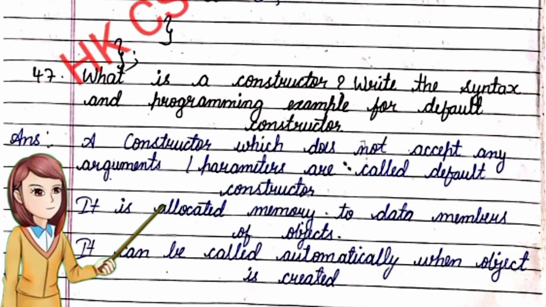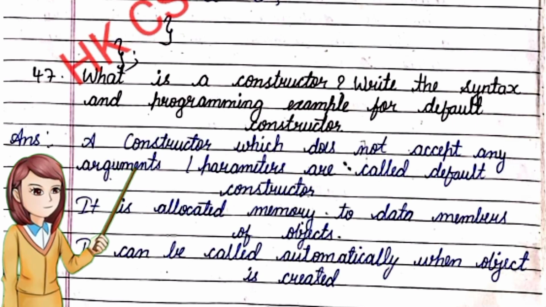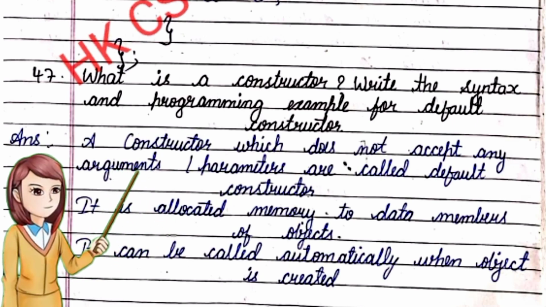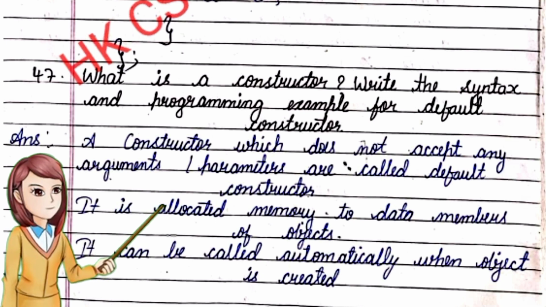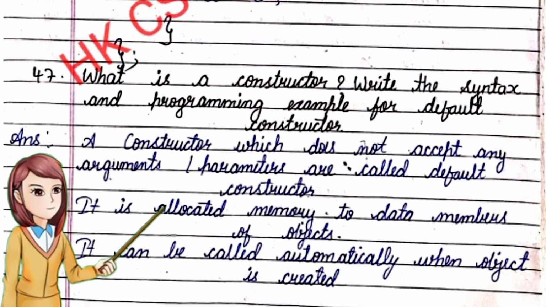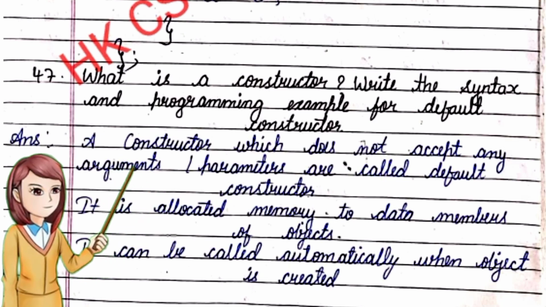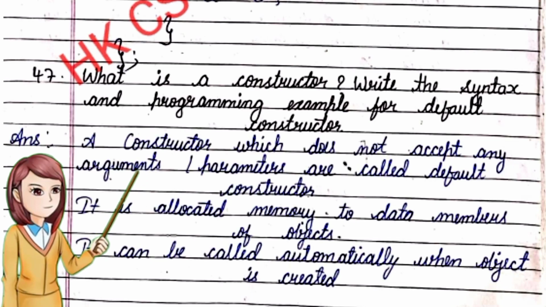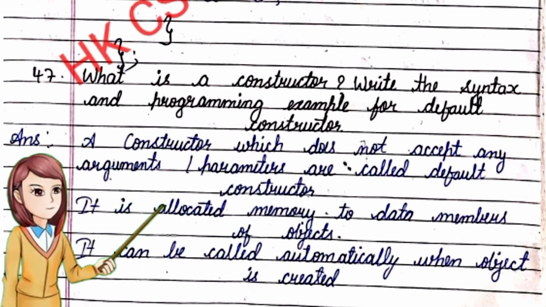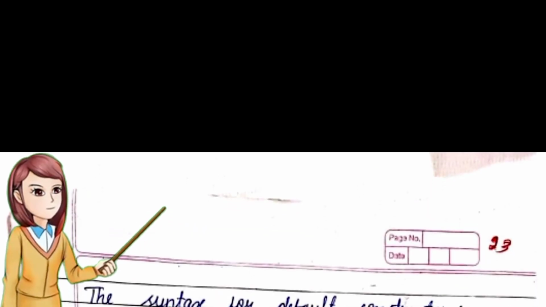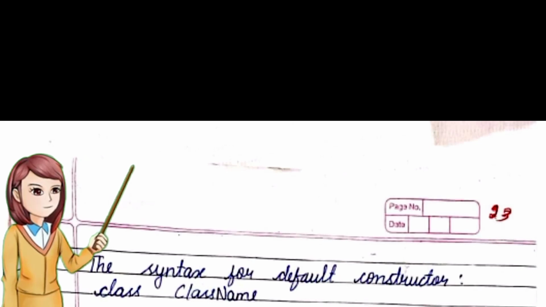also. Now 47th question, what is constructor? Write the syntax and programming example for default constructor. A constructor which does not accept any argument or parameters is called default constructor. It allocates memory to the data members of objects. It is called automatically when an object is created. Here also we have a syntax and examples of a constructor.